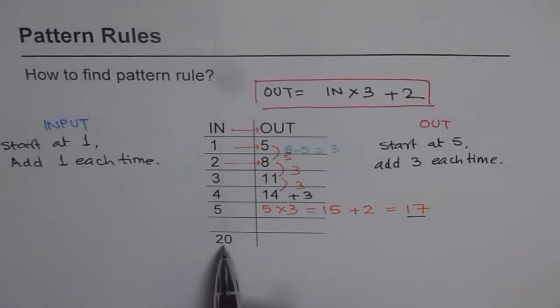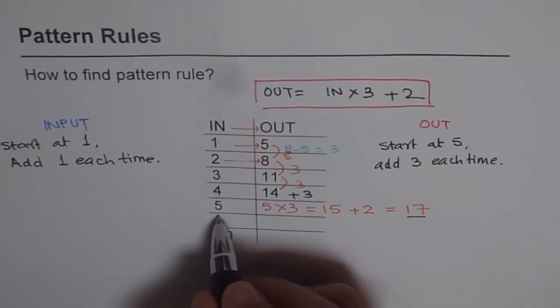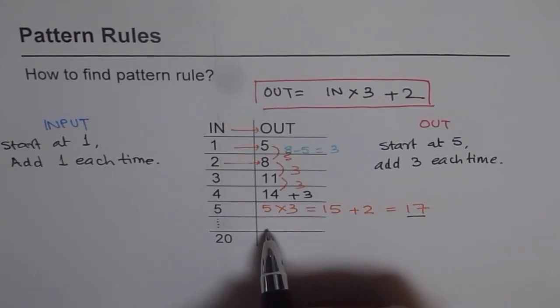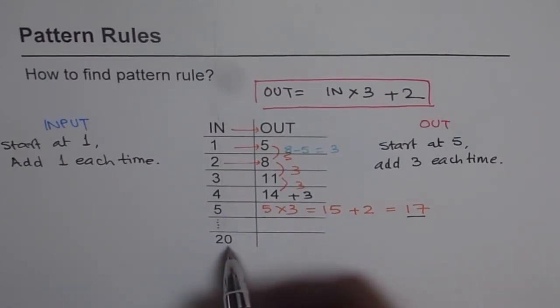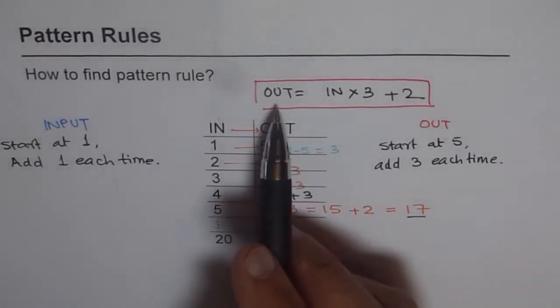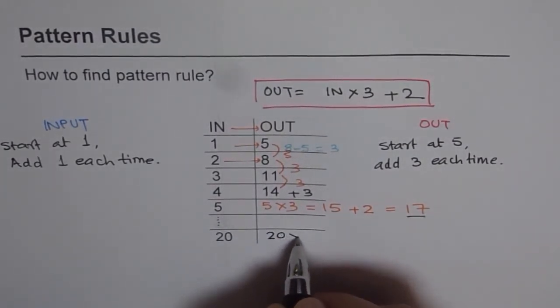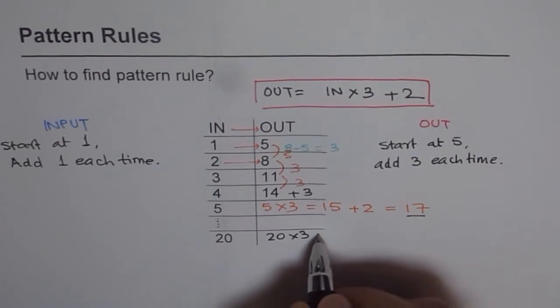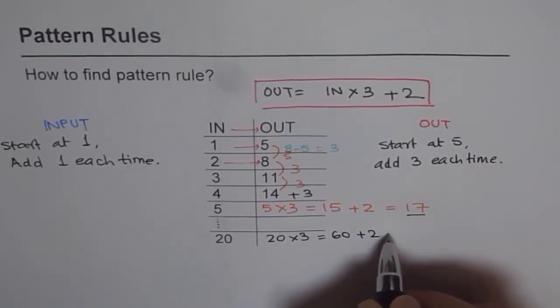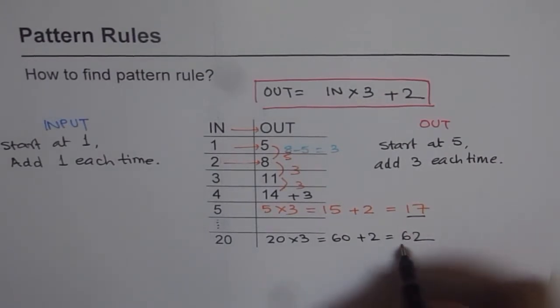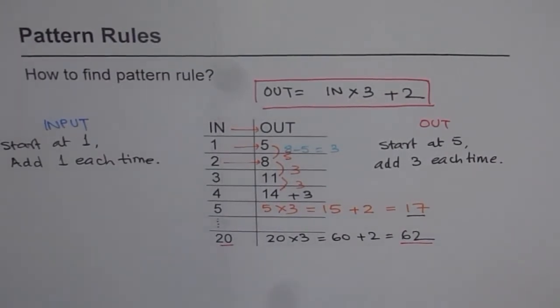For example, 20. Now, one way to get the output for 20 is you can continue this series, right? 5, 6, 7, 8, 9, 10, and so on. Accordingly, keep on adding 3, and then figure out what the output is for 20. The other way is to apply the rule. Output is input times 3 plus 2. So let's do that. Input is 20. We do 20 times 3, which is 60, right? And let's add 2 to it. 62. So that is the output for the input of 20. Correct? So that is how we get it.